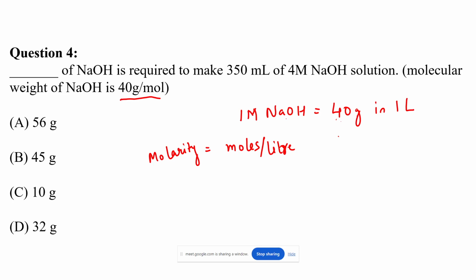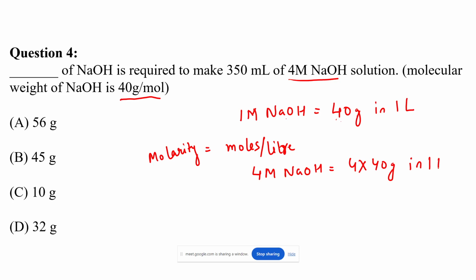We have to make 4 molar NaOH. Now if 1 molar NaOH has 40 grams in 1 liter, that means 4 molar NaOH will have 4 into 40 grams, right? If 1 molar has 40 grams, 2 molar will have 2 into 40 grams. Like that, 4 molar will have 4 into 40 grams in 1 liter of water. Do not forget this. Now the next part is how much volume we have to make. We have to make 350 ml.